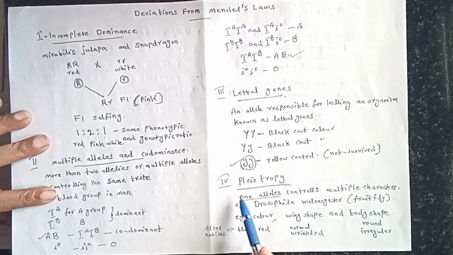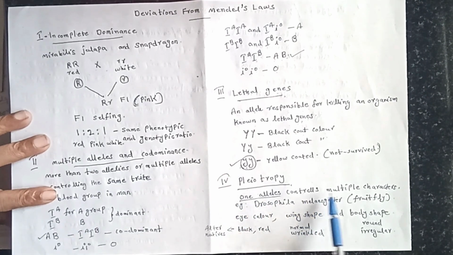Next example of Mendelian laws deviation is pleiotropy. One allele or one pair of genes controls multiple characters. Example, in case of Drosophila melanogaster, that is the fruit fly, the eye color, wing shape and body shape are controlled by a single pair of genes or one single allele. The alternatives of eye color: black and red; wing shape: normal and wrinkled; and body shape: round and irregular.